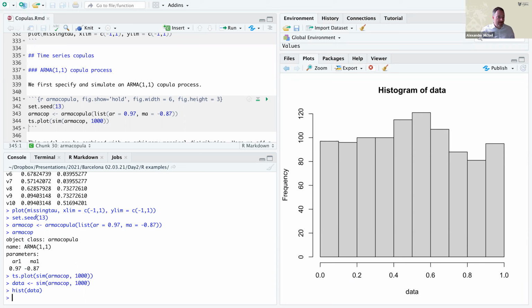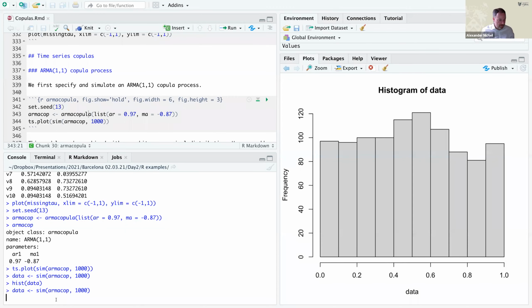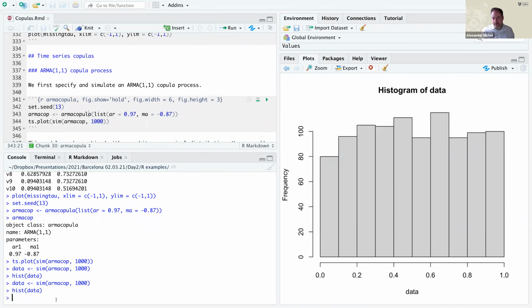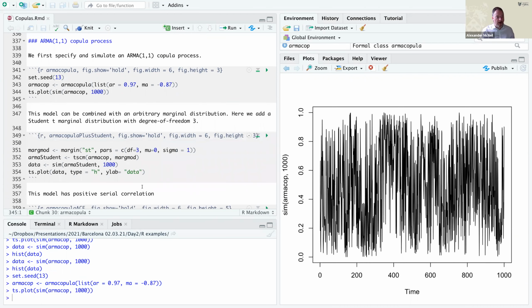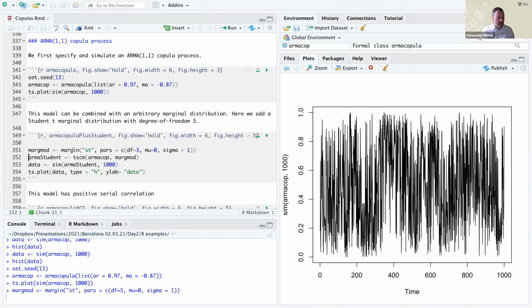So, you know, if I simulate another one, let's do it again. Do the histogram, get a different histogram, but it should be uniform because it's a copula process. So I'll go back to the one I originally created, and that's the time series. Now, I can combine this with an arbitrary marginal distribution. And the way I do that is I specify a marginal model. So you see here, margin creates a marginal model.